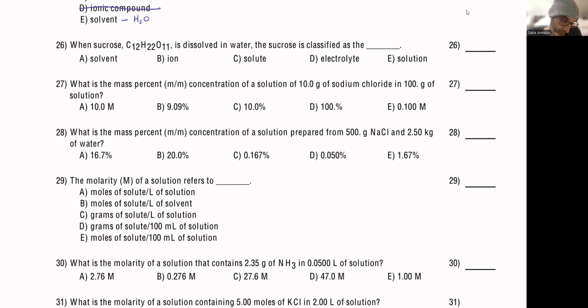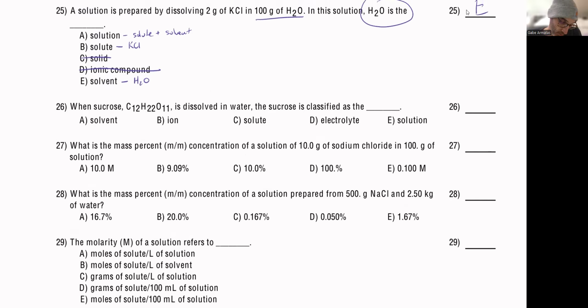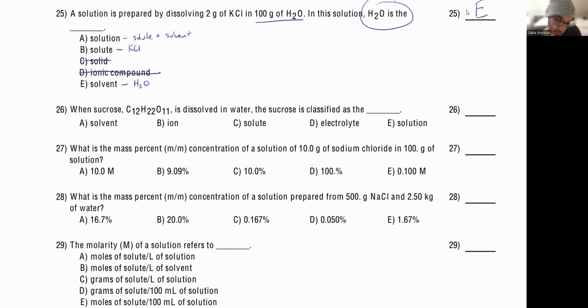All right, next up. When sucrose, C12H22O11, is dissolved in water, the sucrose is classified as a solvent. So it is dissolved in water. So technically, it is going to be the solute, because it is not the solution and is not the solvent, because it's being dissolved in the water. The water would be the solvent. The two together, the sucrose and the water, would be the solution.